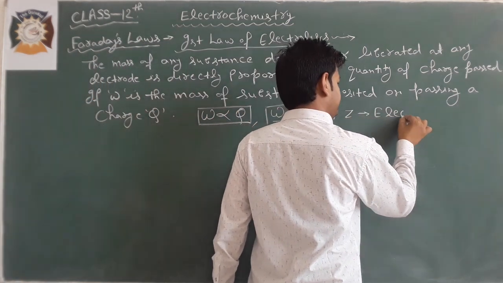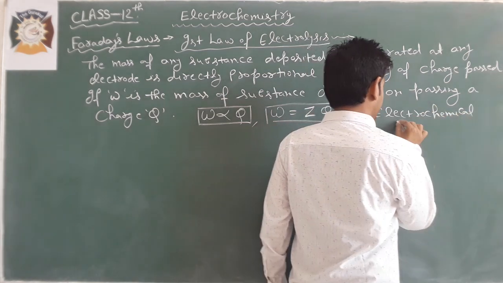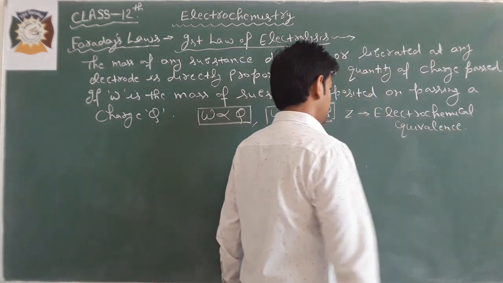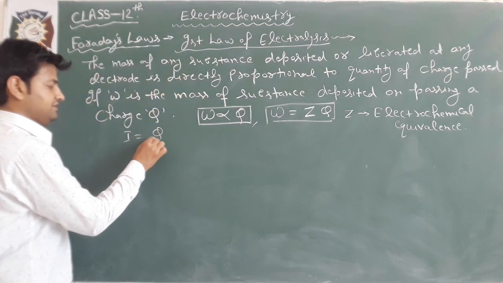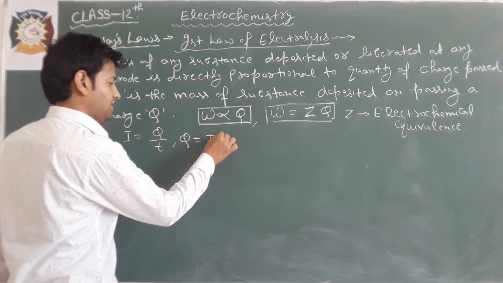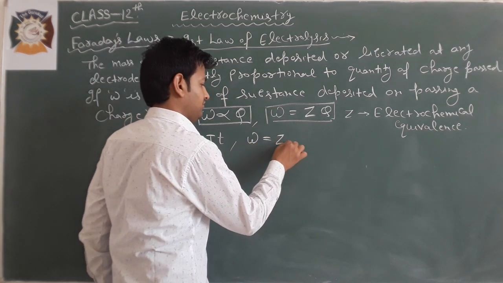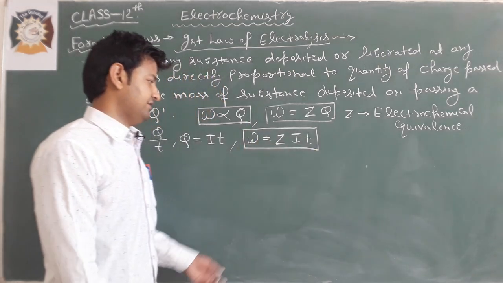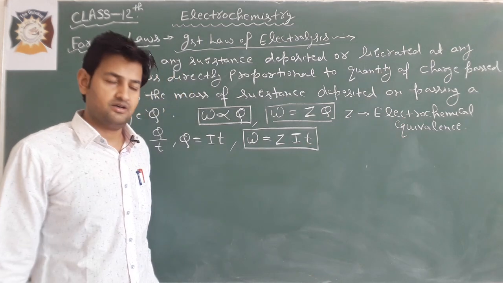Z is the electrochemical equivalence. As we know, current is equal to charge per unit time, so we can put Q is equal to I into T. So here the weight deposited will be equal to ZIT. This is our relation. Z is electrochemical equivalence, I is the current, T is the time.